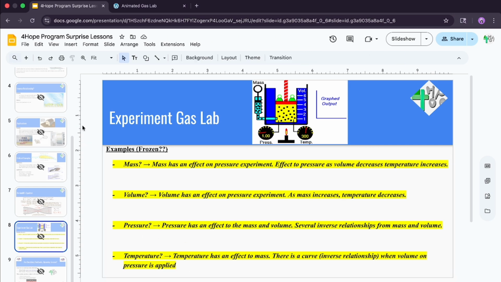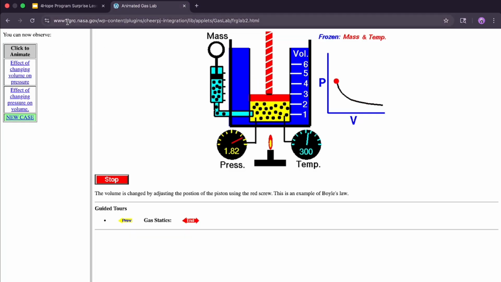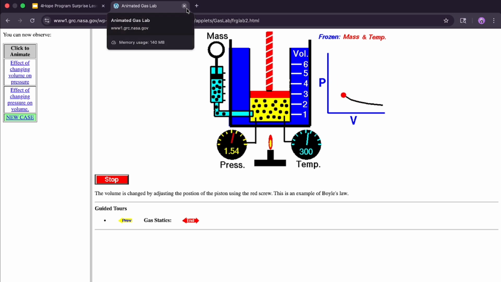So yeah, this is a good experiment. You guys should take a look at this. This is the NASA stuff. It's very, very cool. It has very good material on aerodynamics and a lot of aerodynamic stuff. This is very, very interesting.